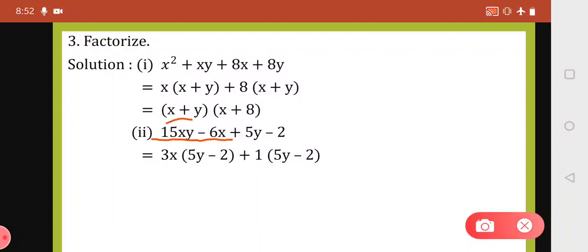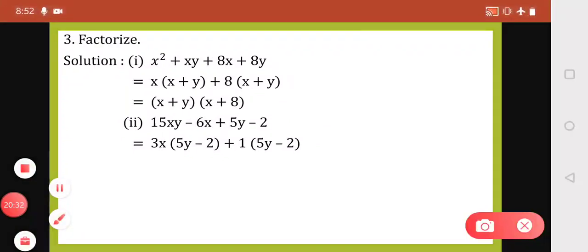Now from the first term of the first group, if we take out 3x common, what will be left? 5y, minus sign as it is, and from 6x if we take out 3x, we will be left with 2. So from the first group, we take out 3x common and we will be left with 5y minus 2. Similarly, for the second group, you can see nothing is the same in both the terms of the second group. So we write 1 as common and then 5y minus 2 in the bracket.